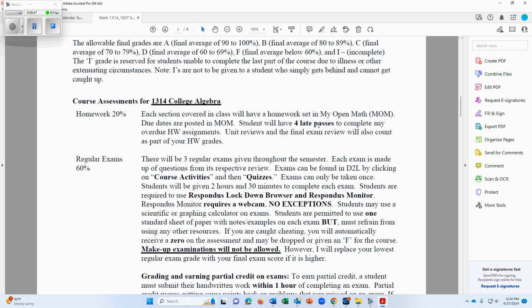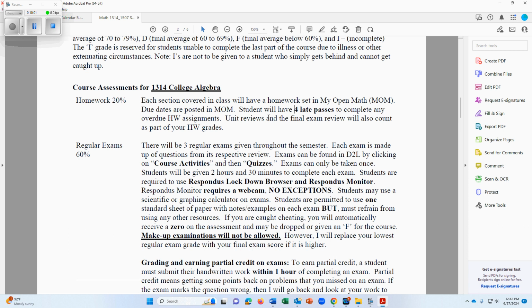You will have 4 late passes to complete any overdue assignments. So if you miss an assignment, don't ask for an extension. You have these 4 late passes, and once they're gone, they're gone. On the homework, those unit reviews and the final exam review will also count as part of your homework grade. So just kind of keep that in mind. The reviews will count towards your homework.